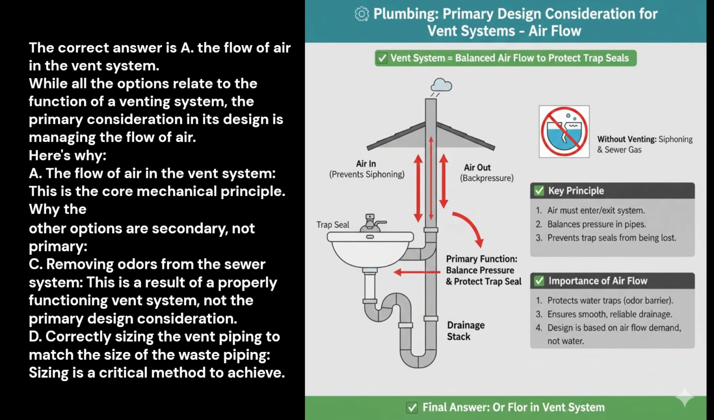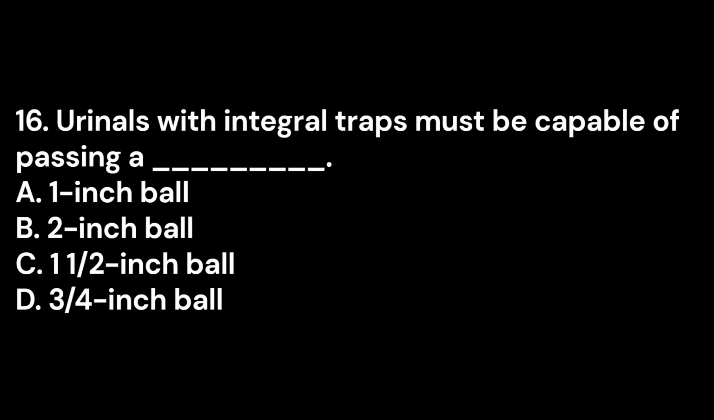Why the other options are secondary, not primary. C. Removing odors from the source system. This is a result of a properly functioning vent system, not the primary design consideration. Odors are primarily contained by the water seal in the trap, which the vent system protects. D. Correctly sizing the vent piping to match the size of the waste piping. Sizing is a critical method to achieve the primary goal, but it is not the goal itself. The pipes are sized specifically to facilitate the correct flow of air.